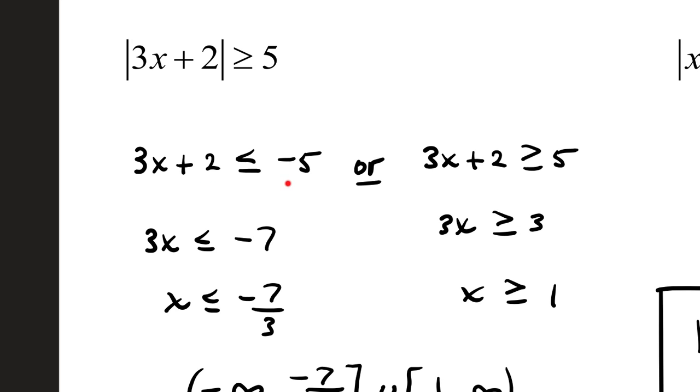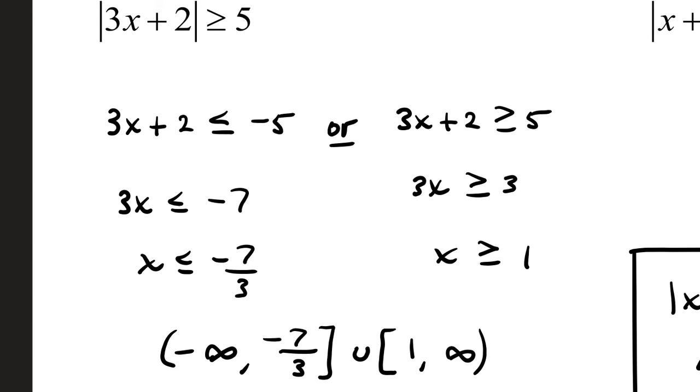3x plus 2 less than or equal to -5. Subtract 2. 3x less than or equal to -7. Divide by 3. x less than or equal to -7/3. In the other case, where you have to stay at 5 or farther to the right on a number line, subtract 2. 3x greater than or equal to 3. Divide by 3 on both sides. x greater than or equal to 1. Now, these are two separate intervals of numbers that we have to unite for our final answer.